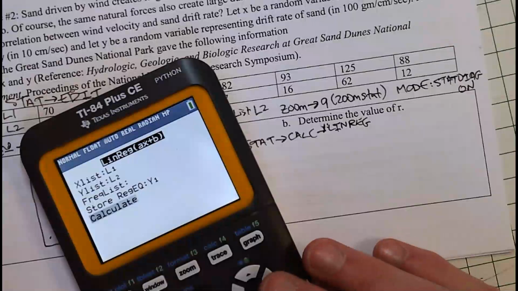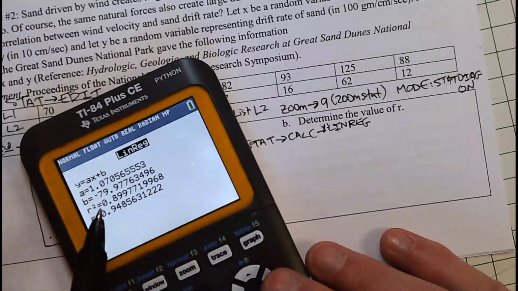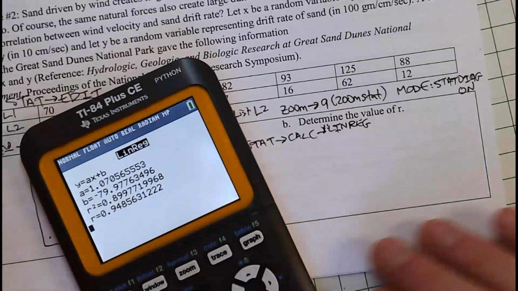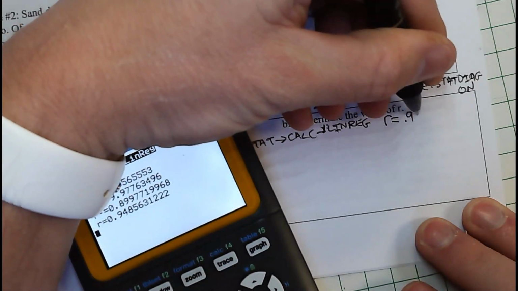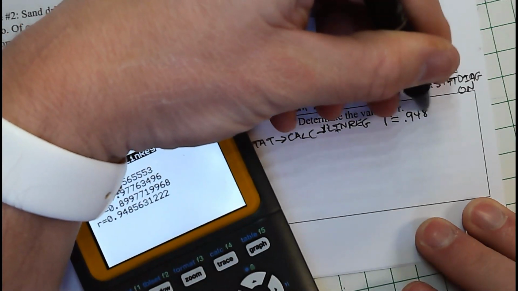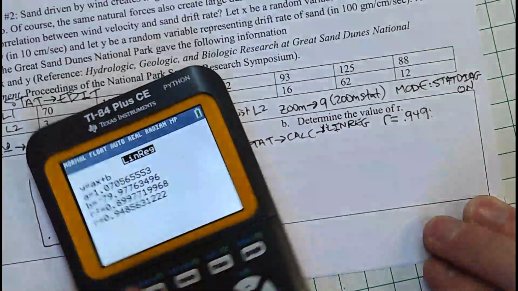I'm going to calculate. We will talk about A, B, and R squared tomorrow. A and B are the line. A is the slope of the line of best fit. B is the y-intercept. R squared is the coefficient of determination. All we need today is R. It was 0.949. Okay, sorry about that, I don't need to go that far. R is 0.949.